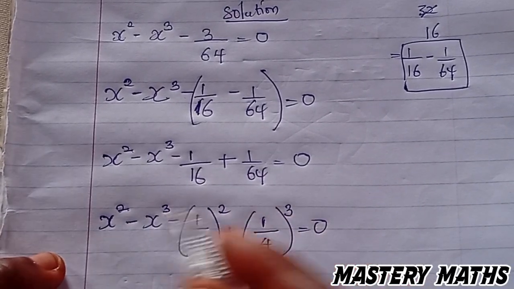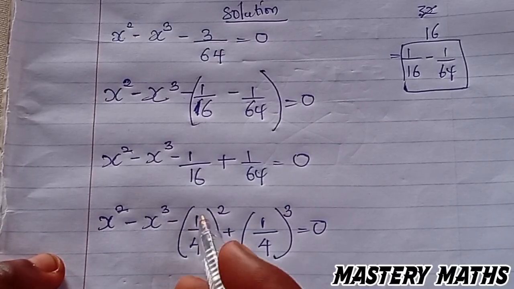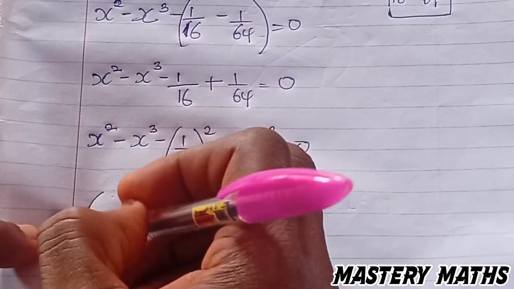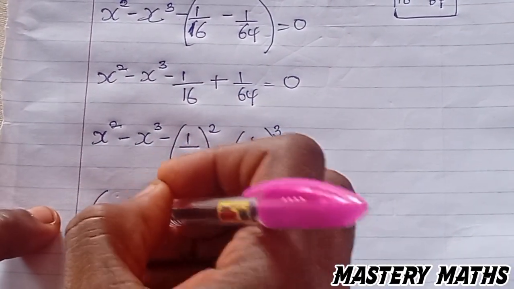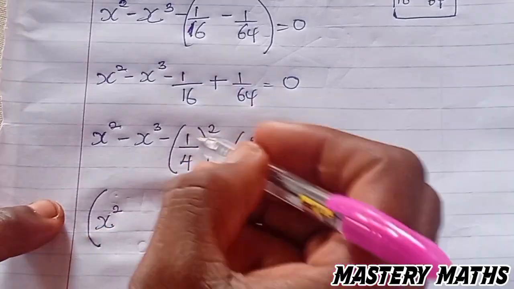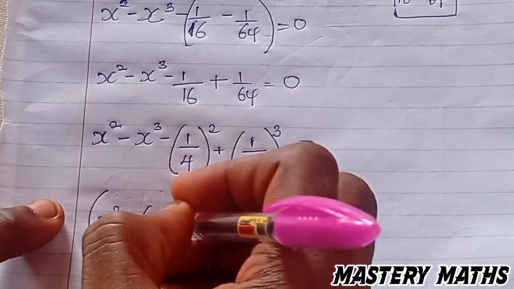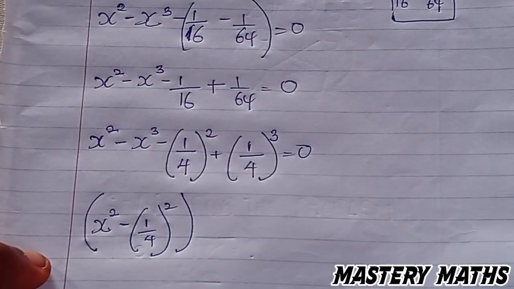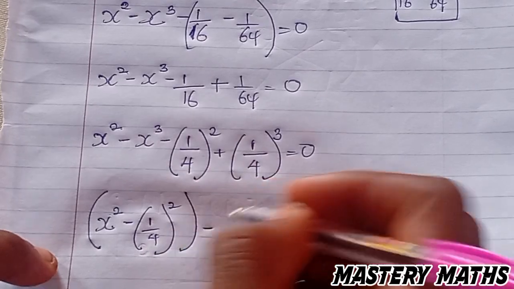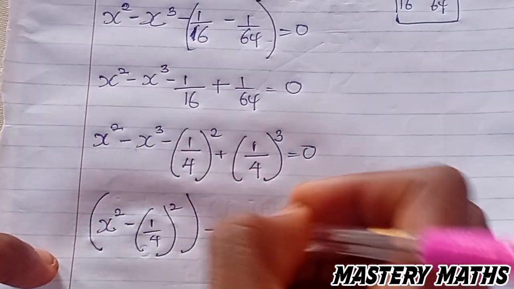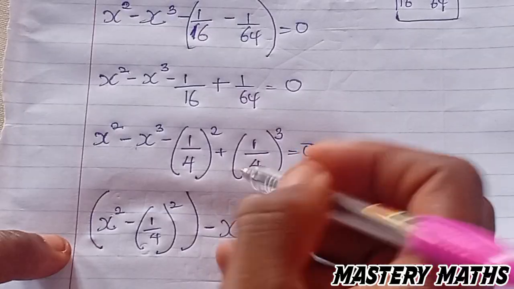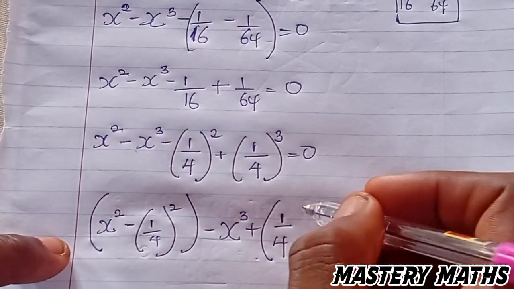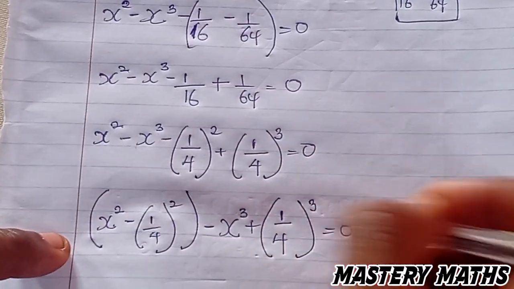See it now? So what we need to do is collect those that have square together and those that have cube together. And in order to do that, we'll enclose them in brackets by saying, open a bracket, you have your x square, minus, open the bracket, 1 over 4 squared, close it in a big bracket. Now what's the next thing? You put your minus this x raised to the power of 3, plus, open a bracket, you have 1 over 4 raised to the power of 3, equal to 0.